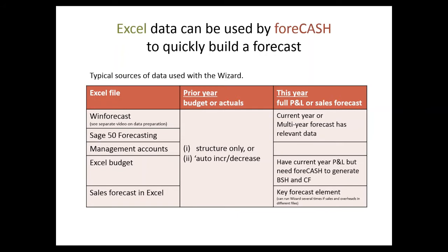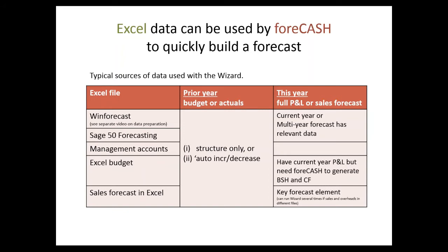So if you only have a sales forecast available, you can apply the wizard to this data and add overhead separately. Alternatively, you can run the wizard multiple times if your sales data and overheads data is coming from different sources. As at the 1st of March 2019, the wizard only applies to P&L data and does not migrate balance sheet data.